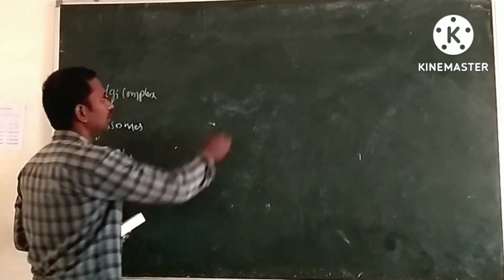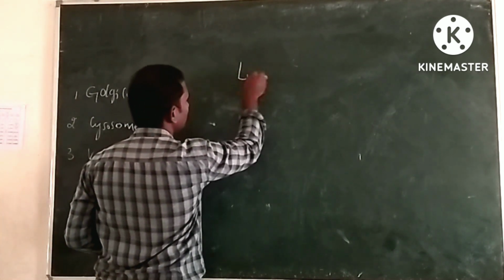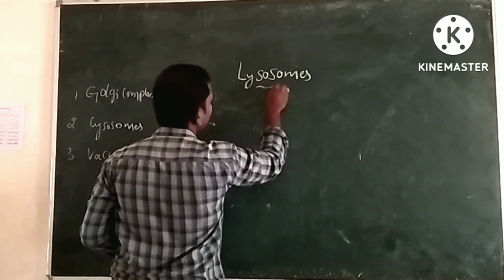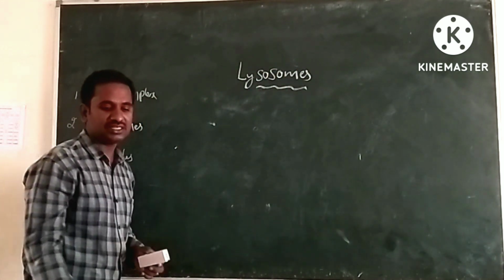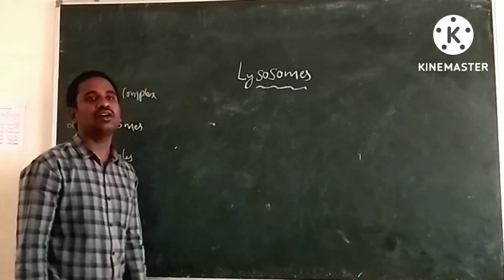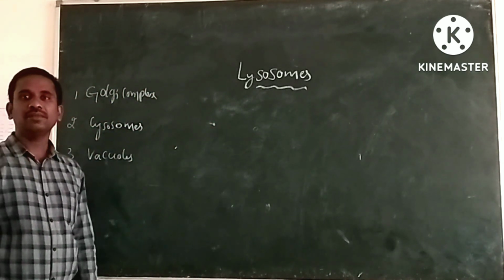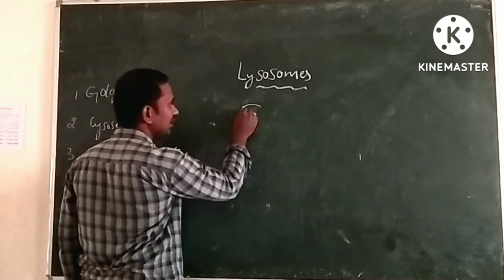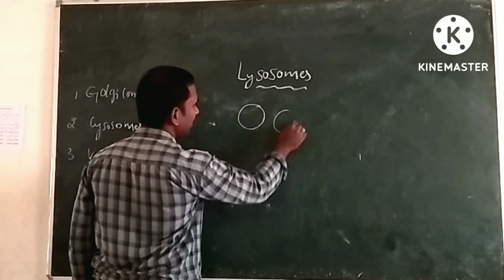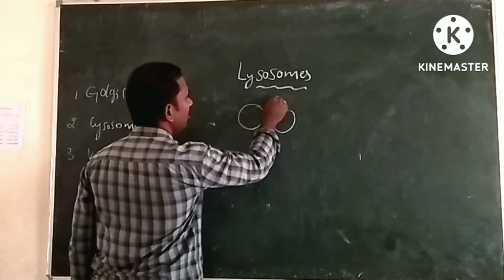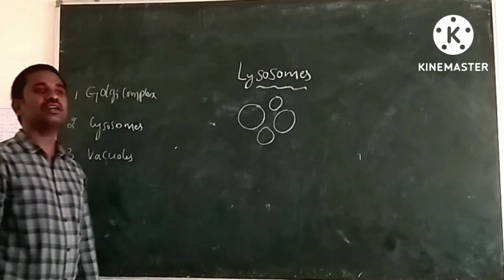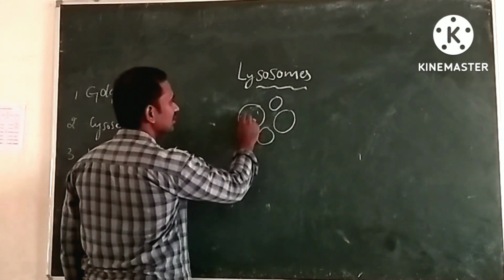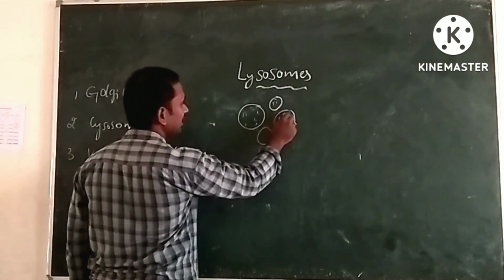So now we want to discuss lysosomes. Lysosomes are very important, but in ancient days scientists didn't know the work of lysosomes. So lysosomes are very tiny, sac-like structures. These are very important cell organelles. Why? Because they have some enzymes in them.